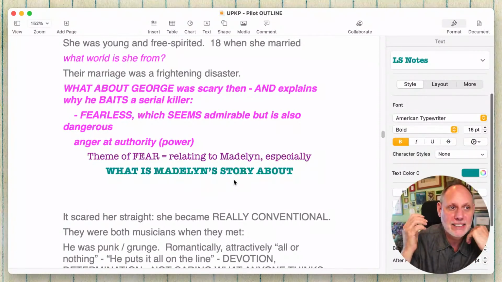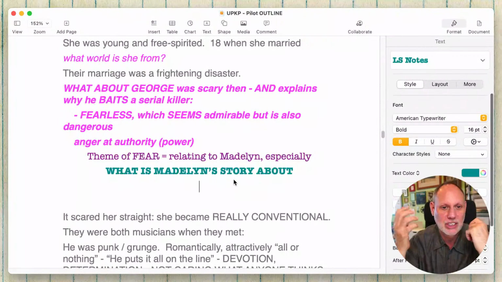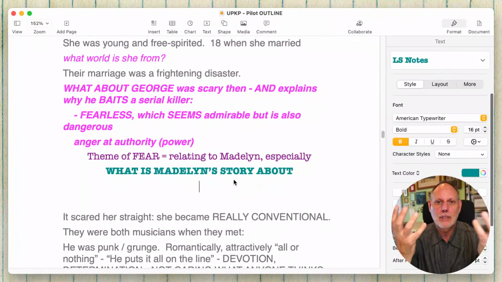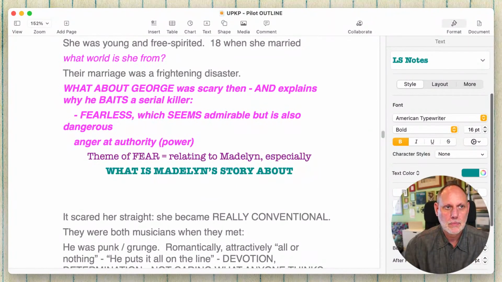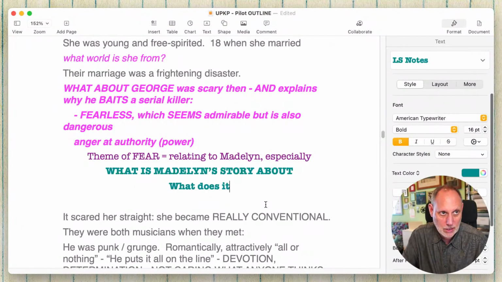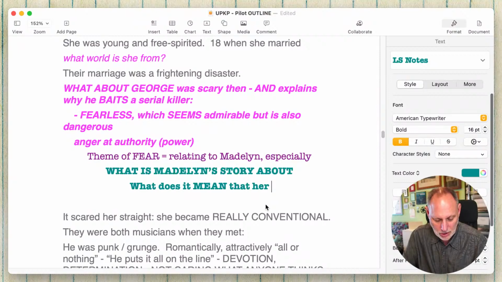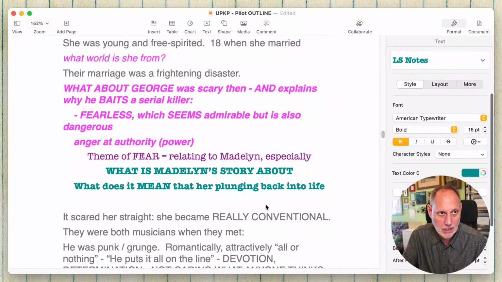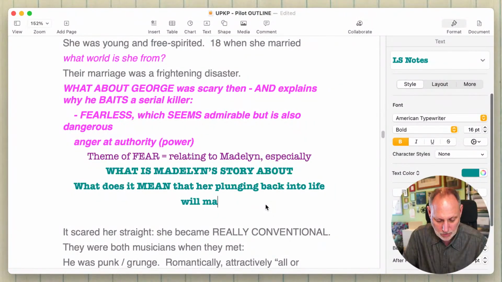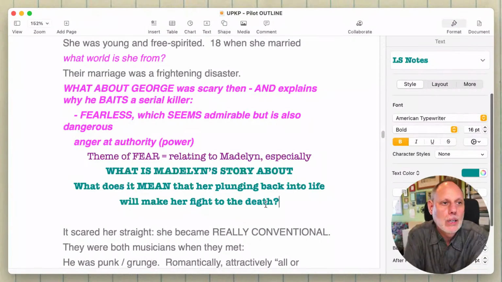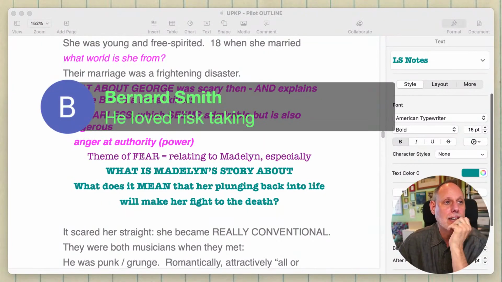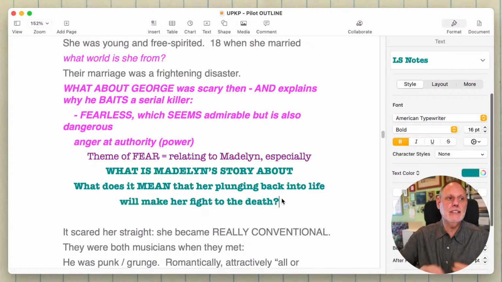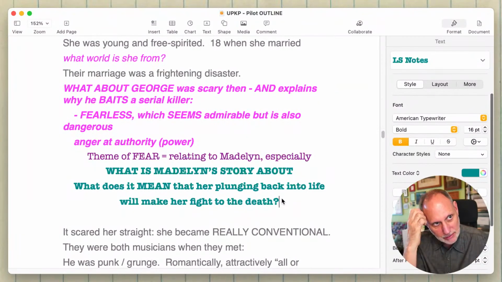But then she has to fight and kill a serial killer. And so what does that mean? What does it mean that her plunging back into life, right to the death, will make... the end of this is that they have to... Yes, he clearly did love risk taking. That's what I'm saying, is that if he loved risk taking, what does that mean for her? Because in a sense, he taught her to be afraid of risk taking because his version of it was dangerous.